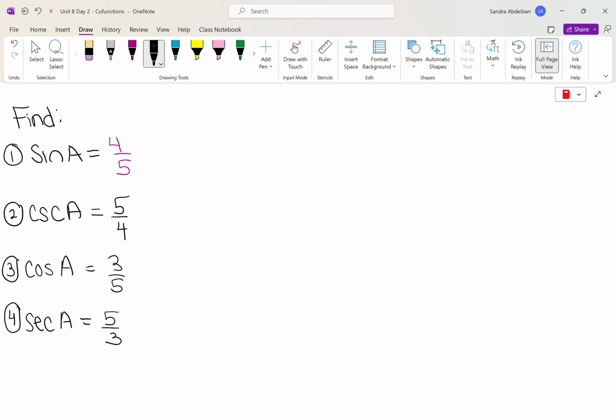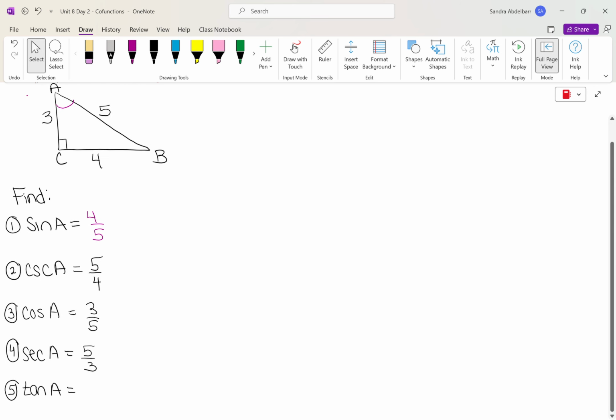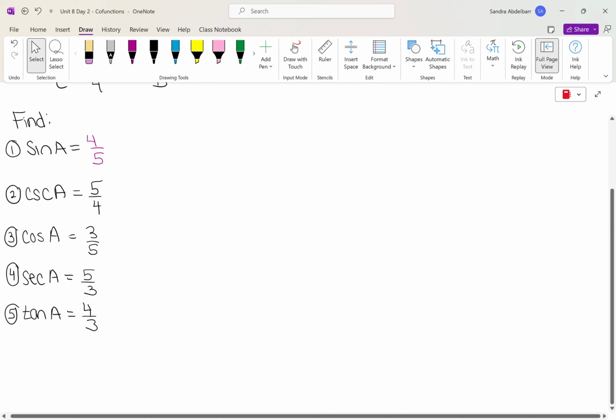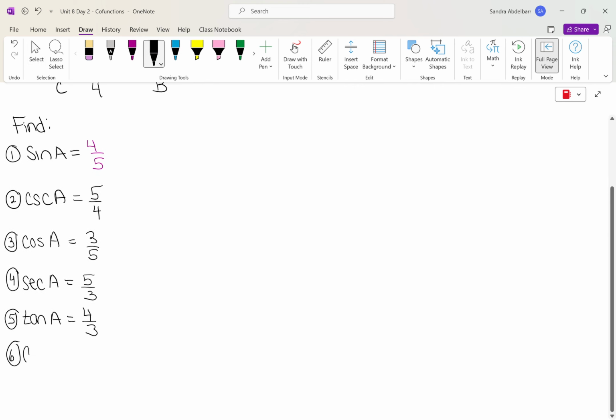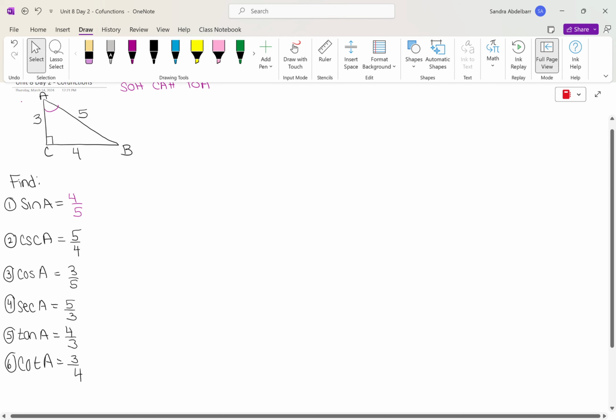Two more. The tangent of angle A is the opposite over the adjacent, so that's going to be 4/3. And lastly, the cotangent of angle A will be 3/4. Now we're going to do this all over again, but instead of angle A being our reference angle, guess which angle I'm going to use? B. All right, I'll let you catch up.